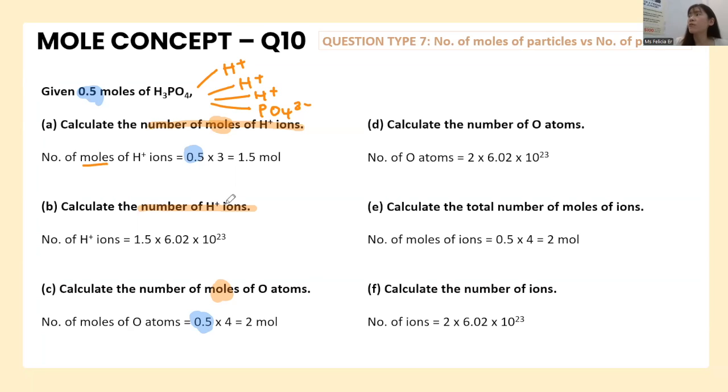As compared to the number of particles itself, because remember I told you on the first slide that you need to specify what type of particle it is. So this time around the particle is ion. If they ask for the number of ions, remember the Avogadro's formula?